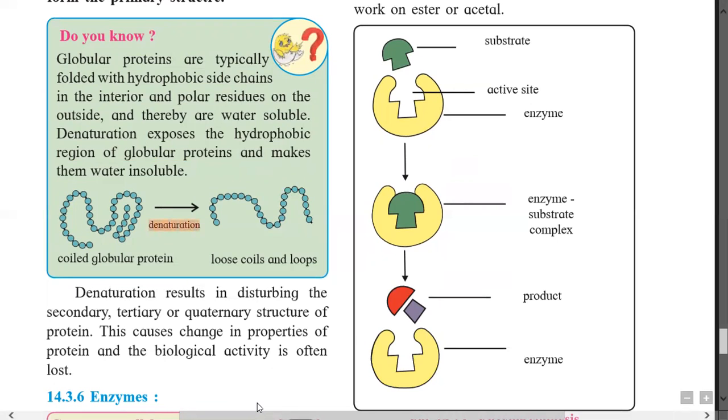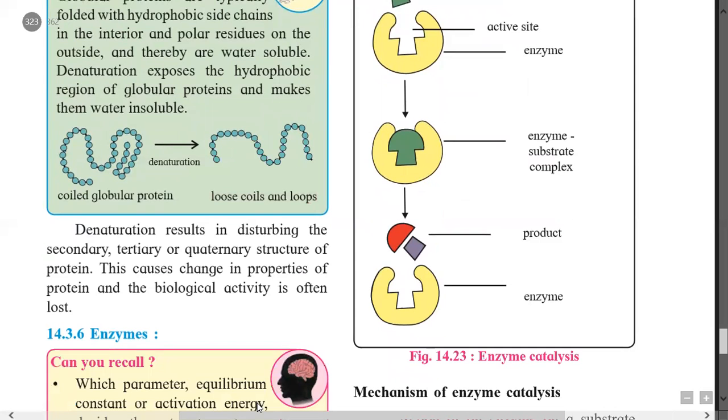Due to denaturation, these bonds break, and only the amide or peptide linkage is present. So this is a loose coil and loops of the protein molecule that contains the amide or peptide linkage. Here is what happens after denaturation of protein.